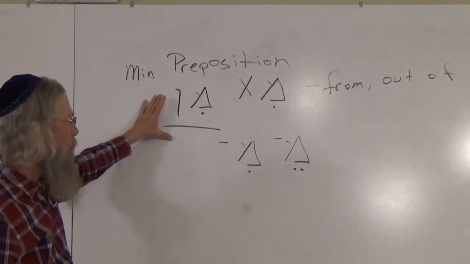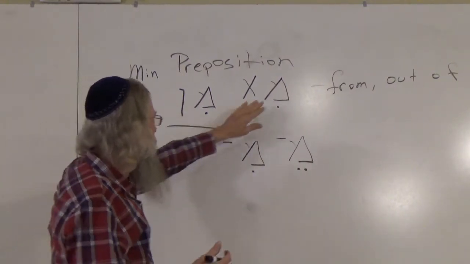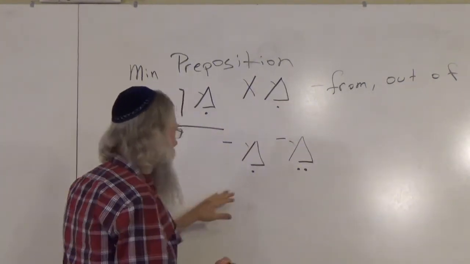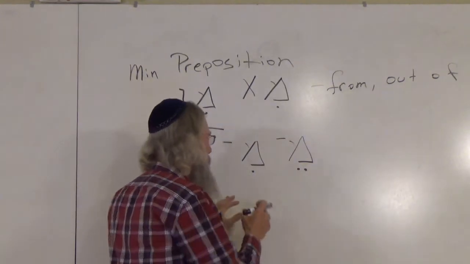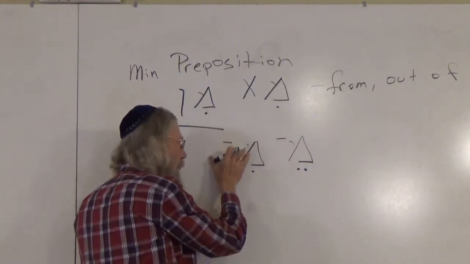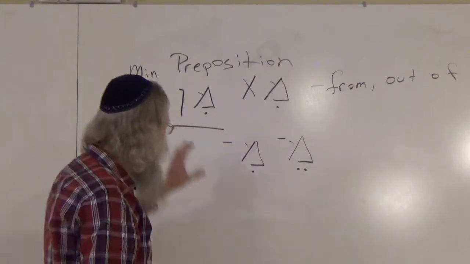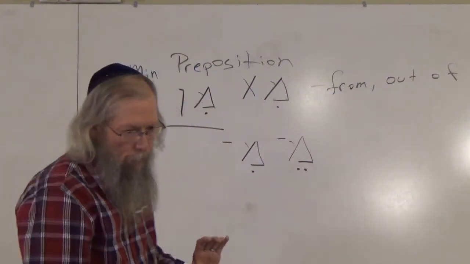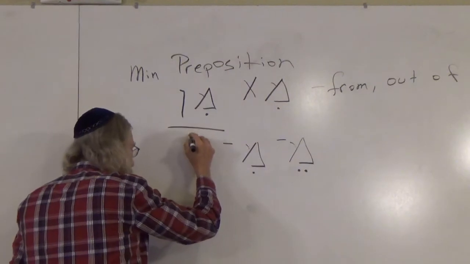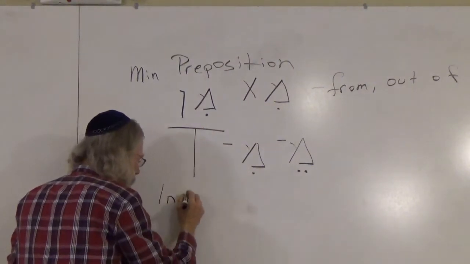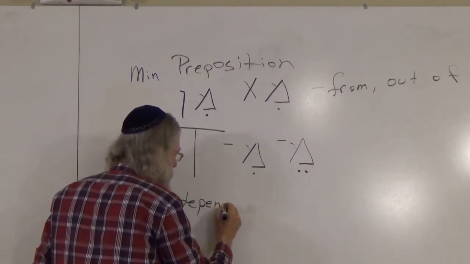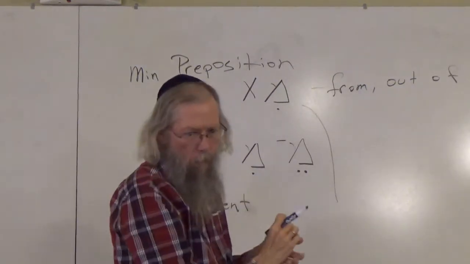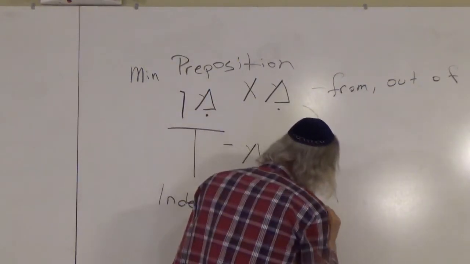Remember that this is a full word. We'll talk about that in a minute. This is a prefix, and then these are called makif. This is called a makif. Makif is the hyphen here, so it's a hyphenated form. So you will see it in all three of these forms. You see it as here. This is an independent preposition. And here, this is an inseparable.